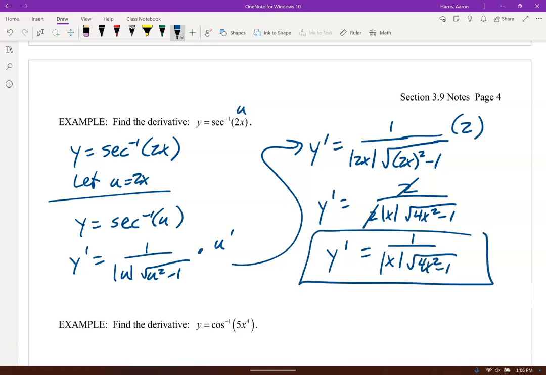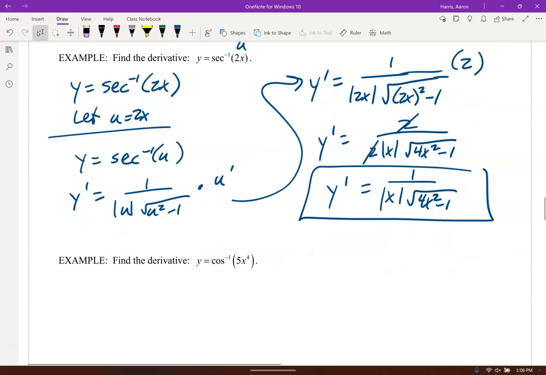We did assume that x was positive anyways, but that's what you're using on that. Let's move on to this one. So this time we're going to let u be the 5x to the 4th.